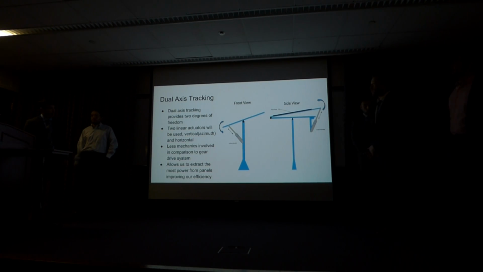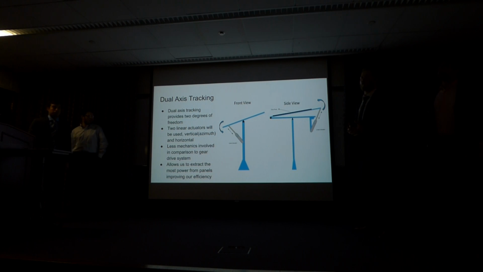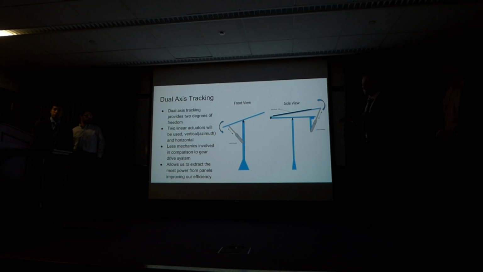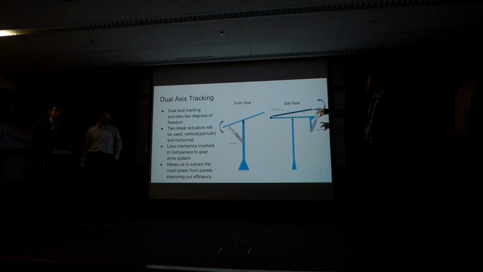Okay. So in order for us to extract the maximum power out of our solar panels, we decided to use a dual axis tracking. Dual axis tracking provides 2 degrees of freedom as opposed to a single degree of freedom on a single axis tracking, or no degree of freedom on a flat panel. In order for us to realize this, we're using 2 linear actuators here. As you can see, the front view and the side view.